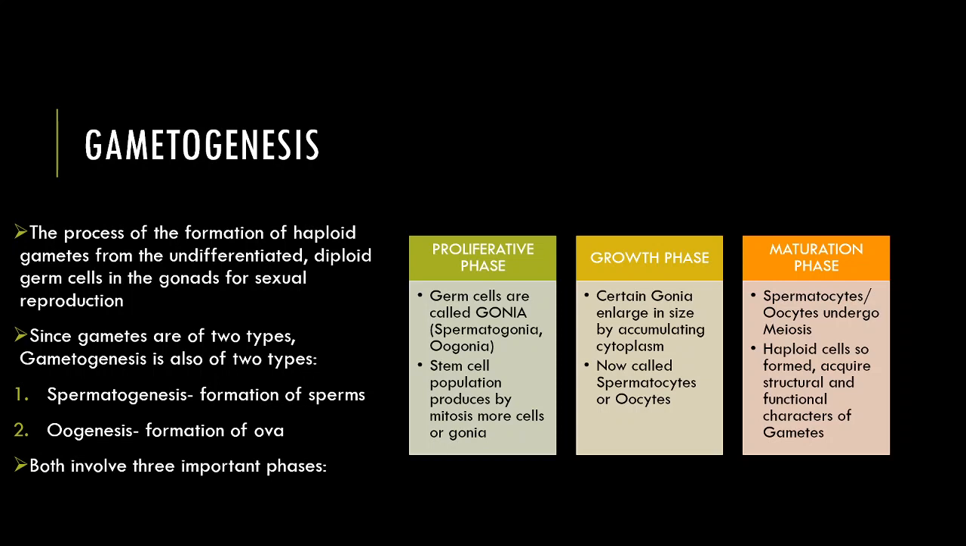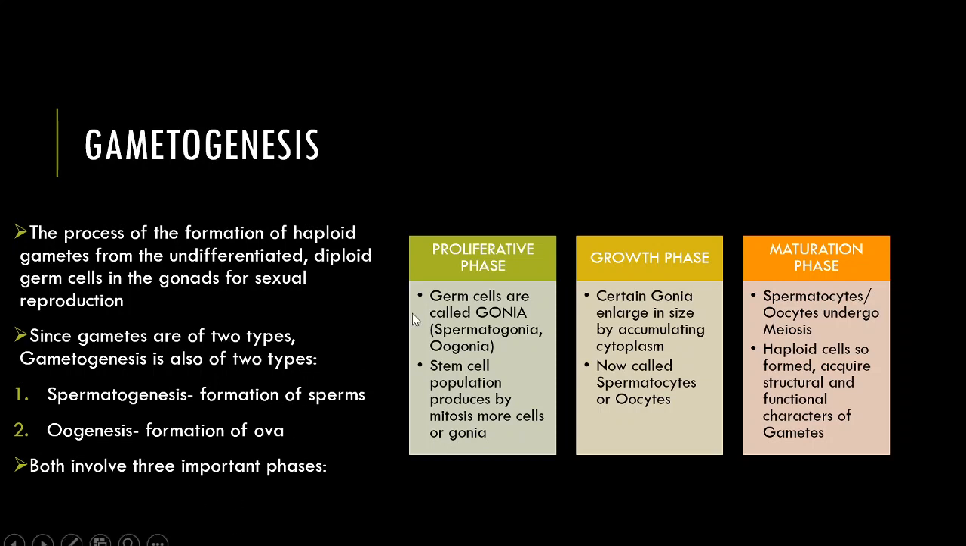Now, gametes are of two types. So, gametogenesis is obviously also of two types: spermatogenesis, that is the formation of sperms, and oogenesis, that is the formation of ova. Even though gametogenesis is of two types, both involve 3 important phases.